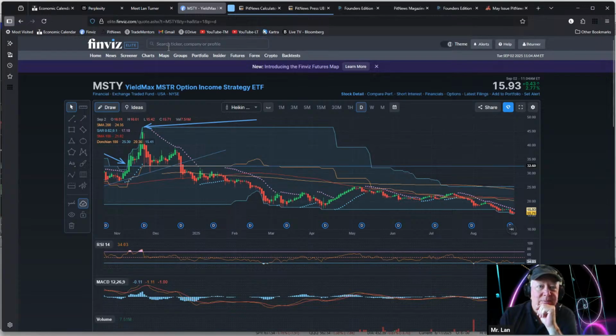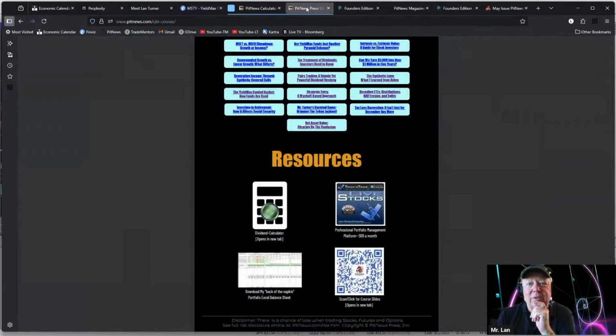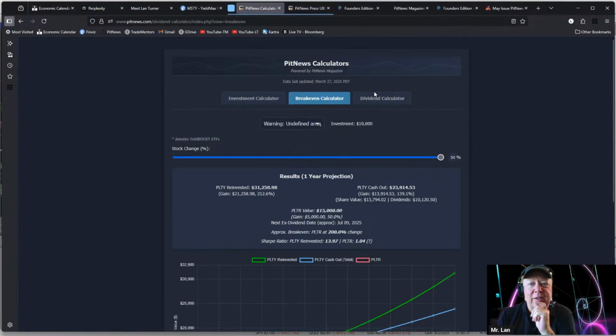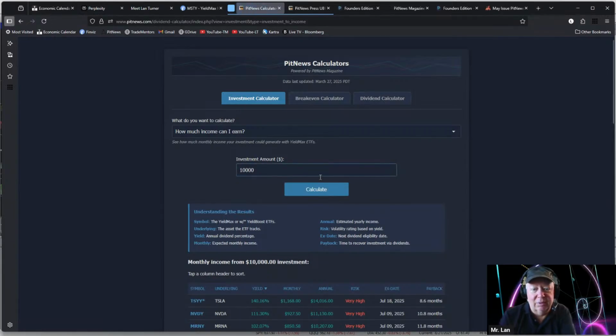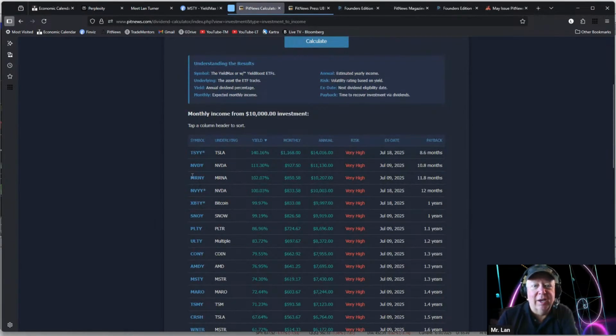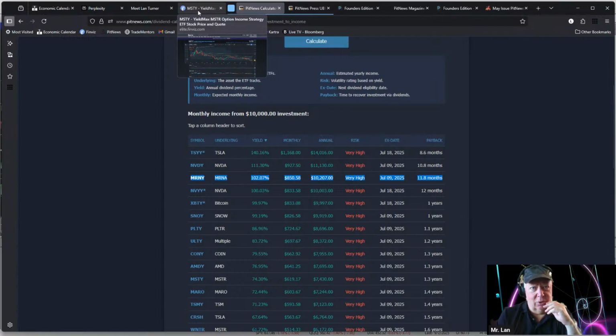Now, if we come back over to the calculator and go back into the investment calculator and we put $10,000 in here, I have to do this because I can't remember the stock symbol. It was MRNY. Look at MRNY right there. It's one of the top. It's very high risk, but it's showing a yield of 102%. And I think this is a good one to use the new tool that I haven't even showed you yet.